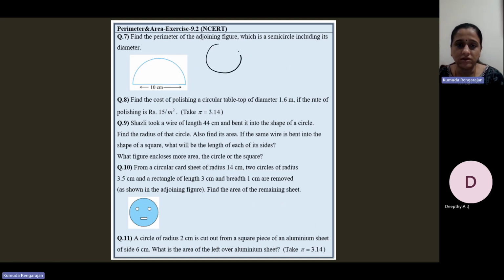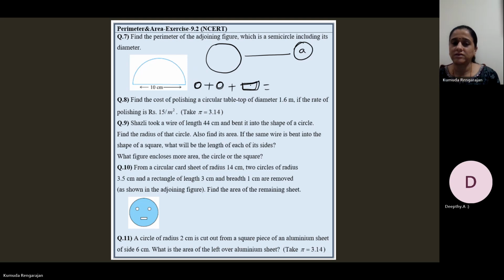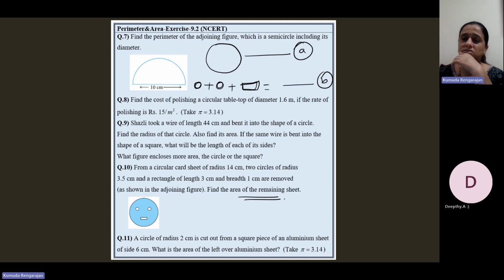Find the area of the whole circle. We'll just say that is A. Find the area of each of the small circles and the rectangle and add the areas: area of the small circle plus the area of the small circle plus the area of the rectangle. We'll call this B. A minus B is the area of the remaining sheet. The area of the total circular card sheet minus what is removed is what is remaining.